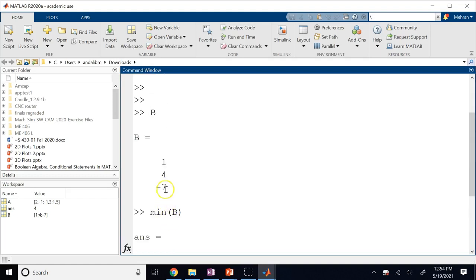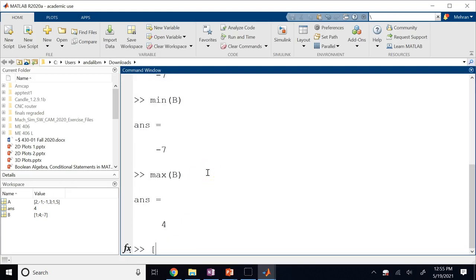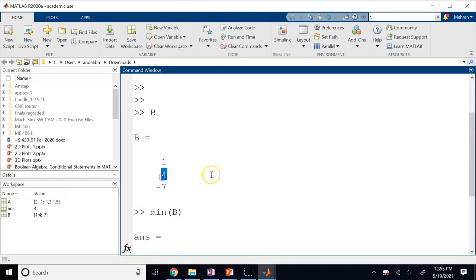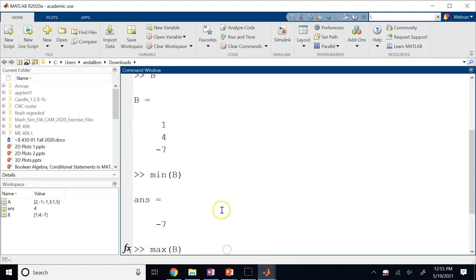Now, can I exactly know where in this vector B this maximum is happening? At which index, at which location are the min and max happening? Yes. The min and max can give you two outputs, not just one. So instead of saying max of B equal to something, I can say max of B gives me two outputs. One is the max value, the other one is the max index. Then the first value is going to be the maximum value itself. The second one is the location where the max is happening.